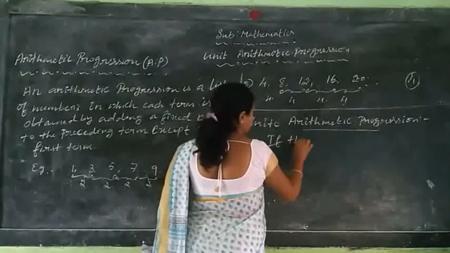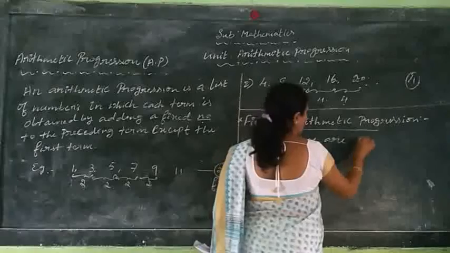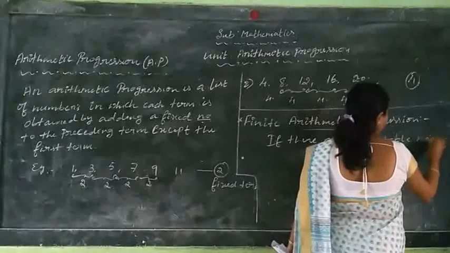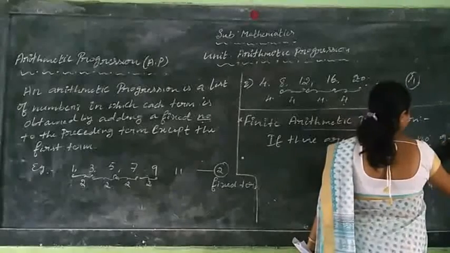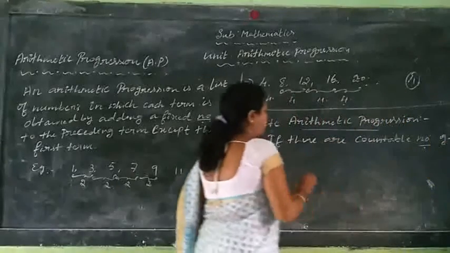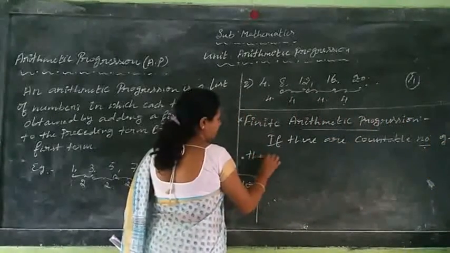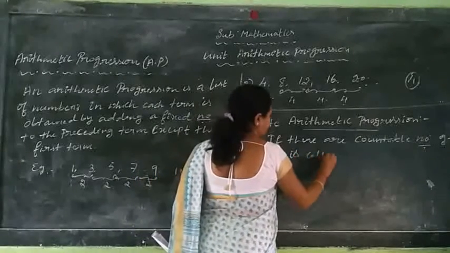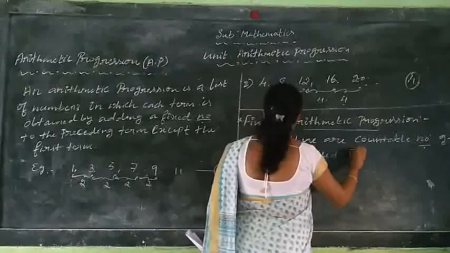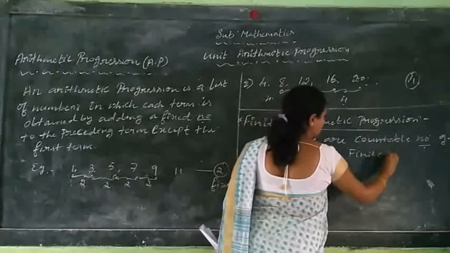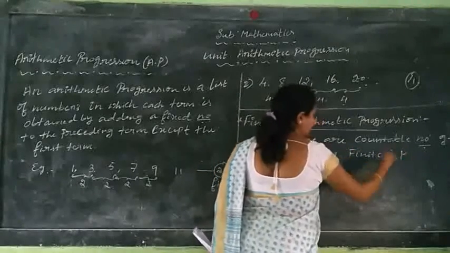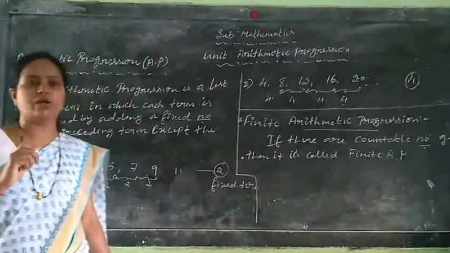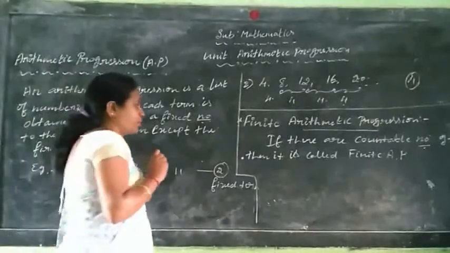If there are countable number of terms, then it is called as finite arithmetic progression. Listen carefully. If there are finite number of terms, then it is called as a finite arithmetic progression.